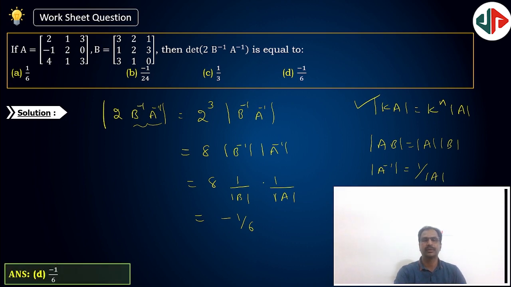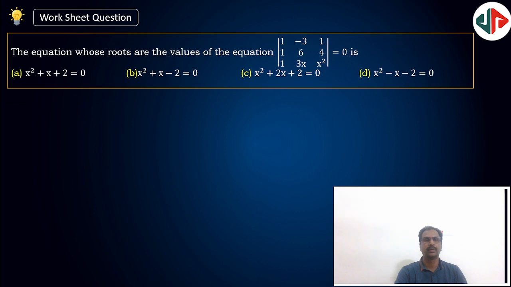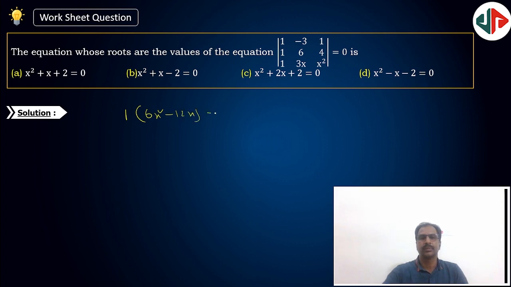Option D is correct. It's the equation whose roots are the values of that equation. Just expand the given determinant by taking the first row: 1 into (6x square minus 12x plus 3x) into (x square minus 4), plus 1 into (3x minus 6) is equal to 0.